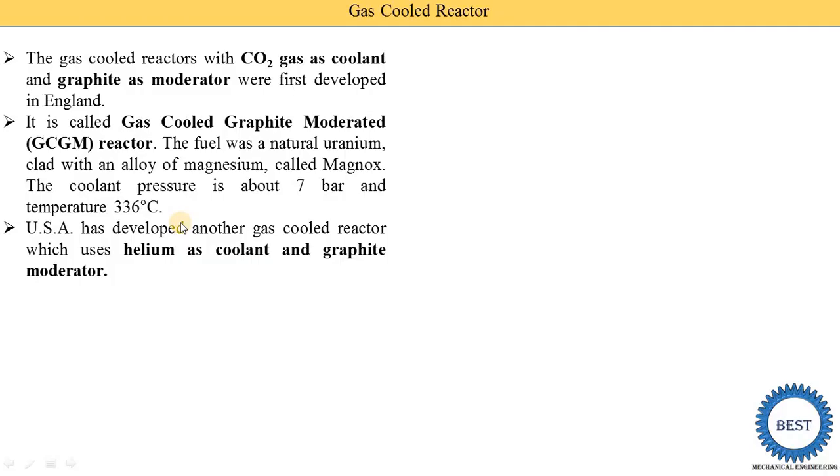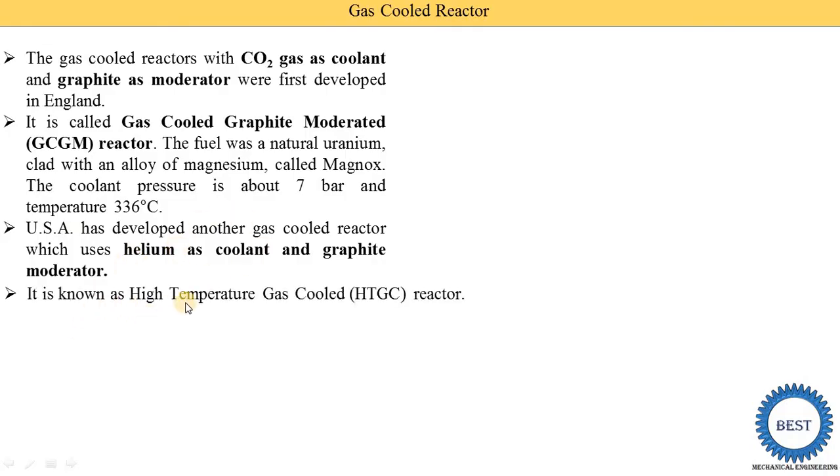The USA developed another gas cooled reactor which uses helium as a coolant and graphite as a moderator. So here the moderator is the same: in both reactors the moderator is graphite. But the coolant is changed. In the reactor developed by England, they use CO2 gas as a coolant. In the one developed by the USA, they use helium as a coolant.